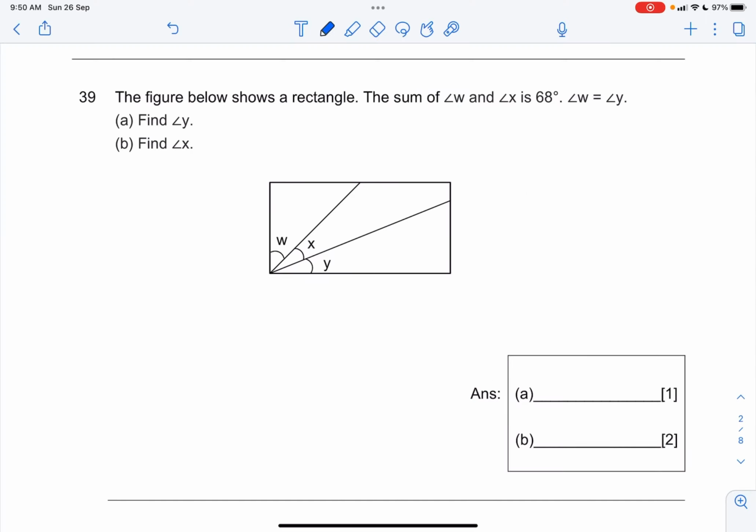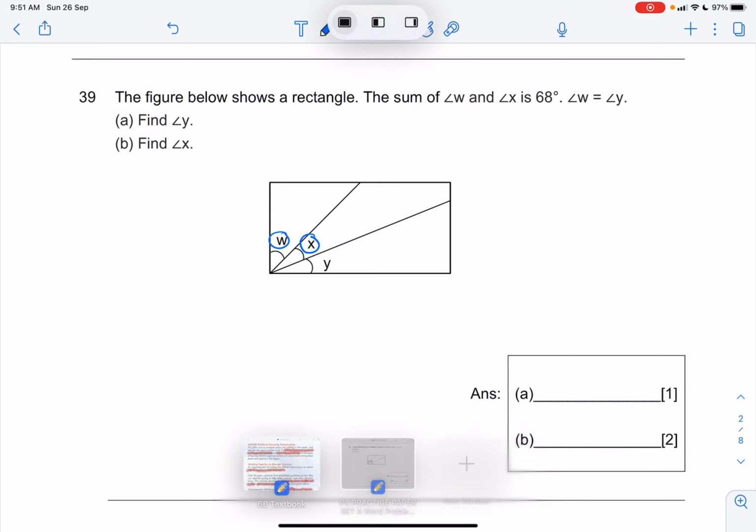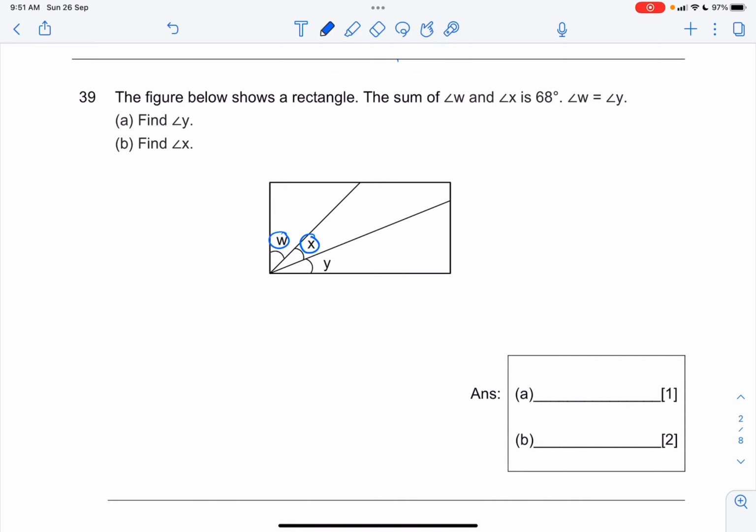Moving on to question 39, we have a rectangle. The sum of angle W and angle X is 68 degrees. Angle W is the same as angle Y. So first question, we need to find angle Y, this angle here. Okay, so these 2 angles is 68 degrees. So to find angle Y, we would take 90 degrees, this being a right angle, minus 68 degrees, you will get 22 degrees. So angle Y is 22 degrees.